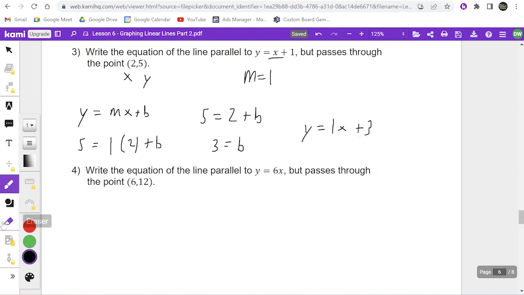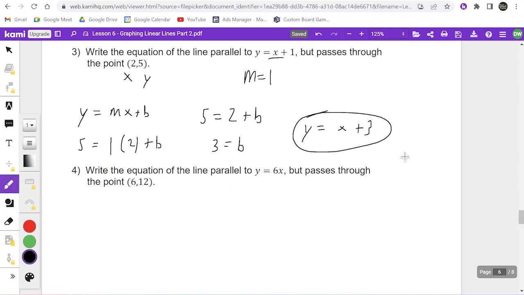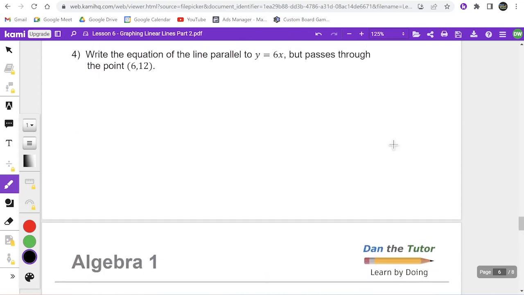So then my final answer is y equals 1x plus 3. And technically, you don't even need to say 1x. You can just say x. That's the same thing, and it looks nicer. So there's our answer, y equals x plus 3. Any questions on that one? Okay, then why don't we try number 4 on your own? Same idea. Okay, you can unpause your video.